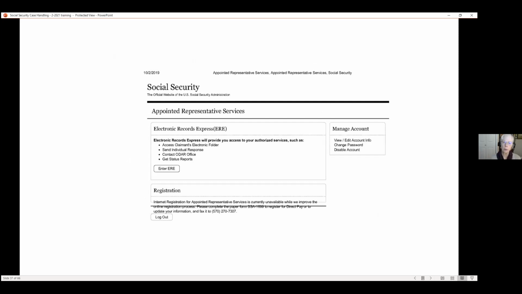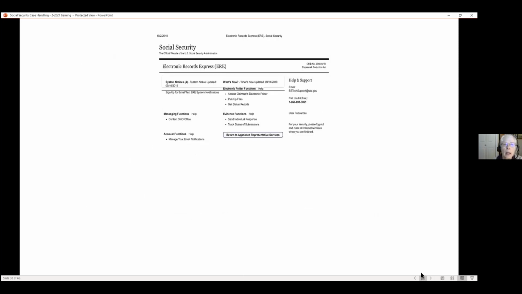Okay, so I'm going to run through how to do this. I would normally ask how many people use the ERE, but since I can't see you all, you go to ssa.gov/AR, and then you enter the ERE, press enter. Then you either go to client's electronic folder, or pick up files, or get status reports.